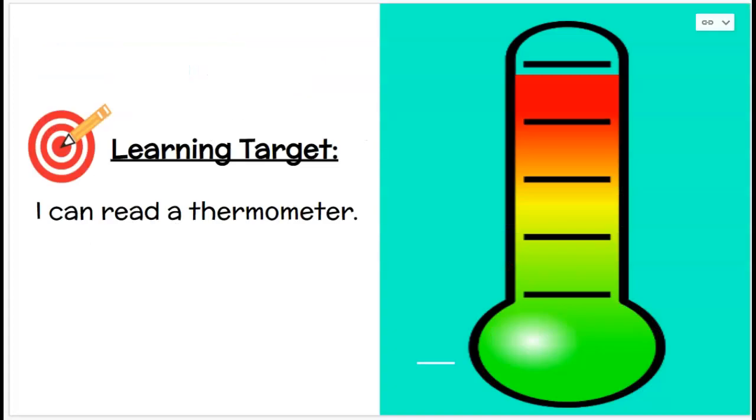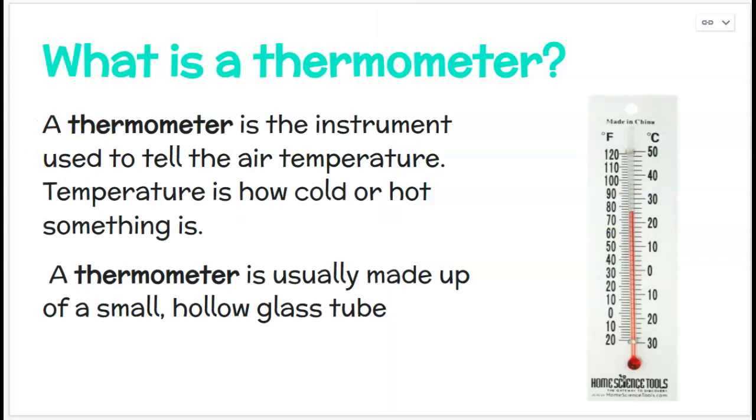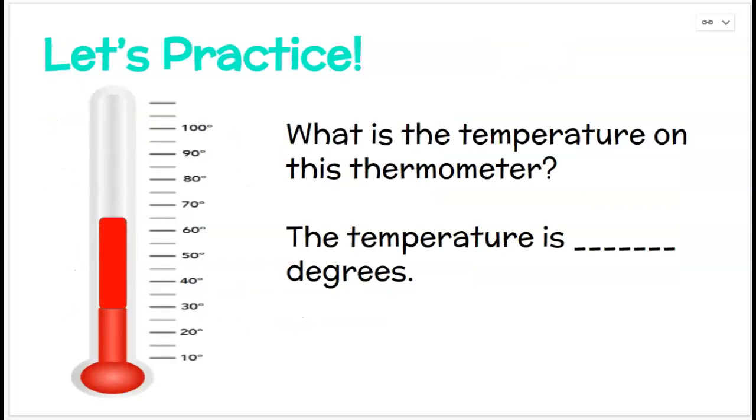We also learned how to read a thermometer. A thermometer is the instrument used to tell the air temperature. Temperature is how cold or hot something is. A thermometer is usually made up of a small, hollow glass tube. We learned to tell the temperature on a thermometer. The temperature on this thermometer is showing that it's 65 degrees.